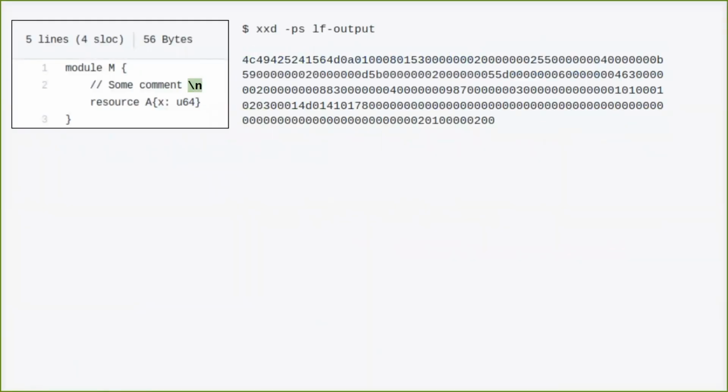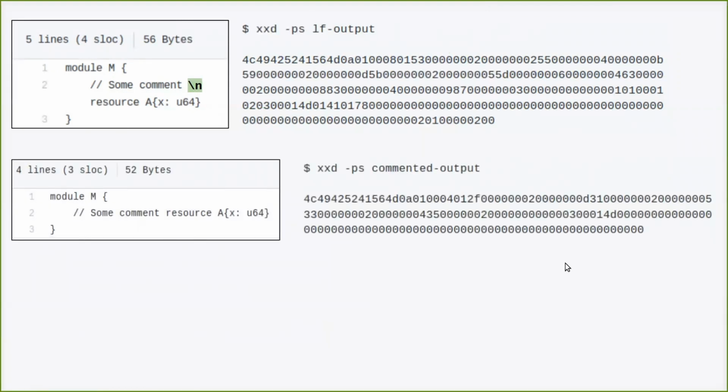Let's take a closer look at the compiler and what the output is. So, in this case, we have a module that has an LF between the inline comment and the resource declaration. This is the output. What you see here is the output of the compiler. Never mind, don't need to pay close attention to the exact numbers. It's just the bytecode.